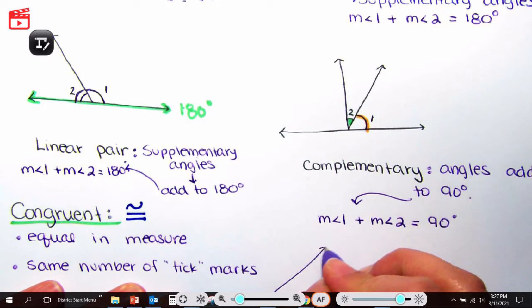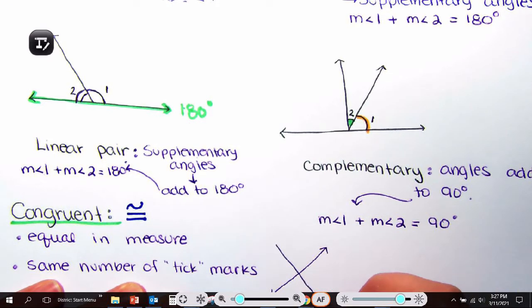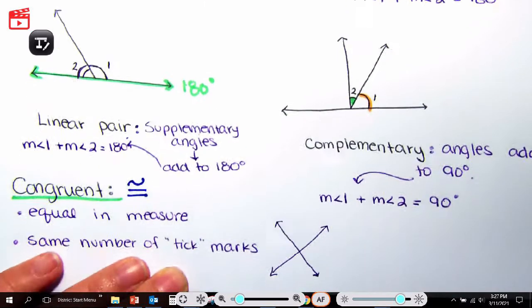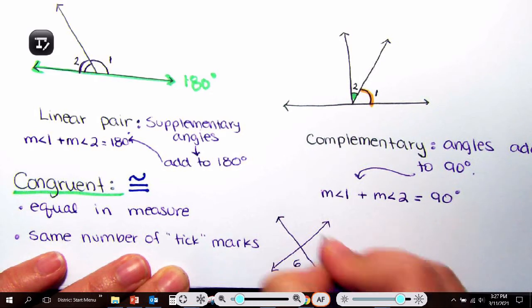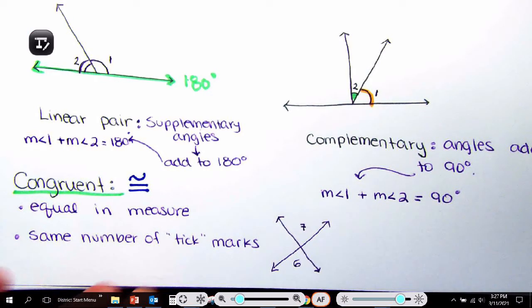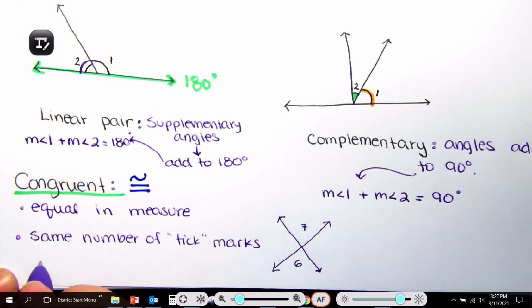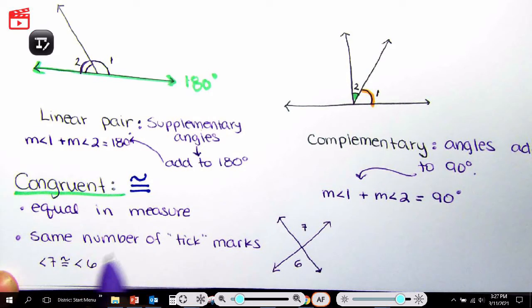So let's do some vertical angles here. Vertical angles are angles that are across from each other that are congruent. So let's say I have angle, I don't know, let's say 6 and 7. These are not the angle measurement. These are the angle names. And let's say we have the angle 7 congruent to angle 6. How do we know this? Because they are across from each other. What does that mean? That means they are vertical angles.